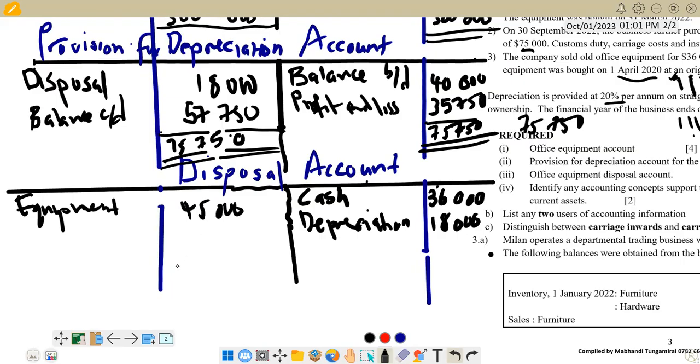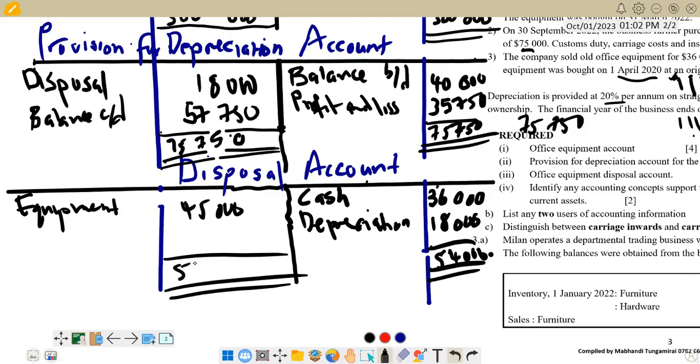So for us now to see whether we've got the profit or loss on disposal, we add the total on the credit to see how much we have there as a total. So if we add, we've got 18,000 plus 36,000, then we get 54,000. We see now the credit side is bigger, so the 54,000 is going to come in between the lines. Now the difference is 54 minus 45, then we get 9,000. So here we've got 9,000.